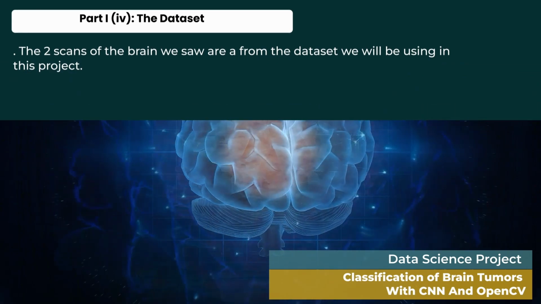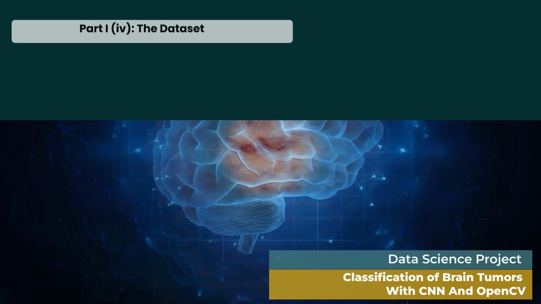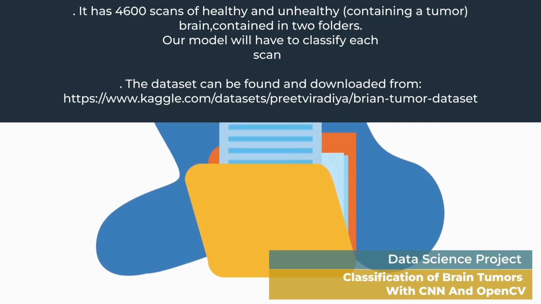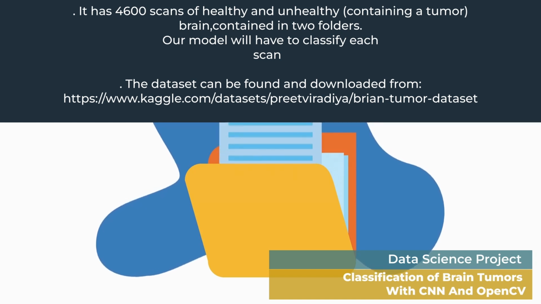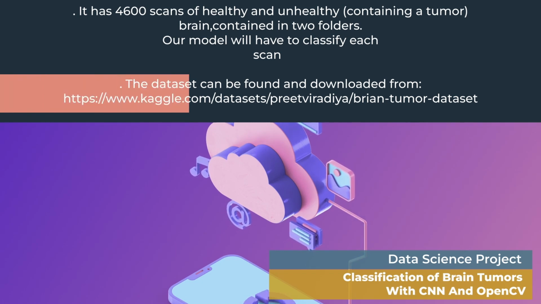The two scans of the brain that we saw are from the dataset that we will be using in this project. The dataset has 4600 unhealthy and healthy scans of the brain, and it is contained in 2 folders. Our model will have to classify each scan. The dataset can be found on Kaggle from this particular link.